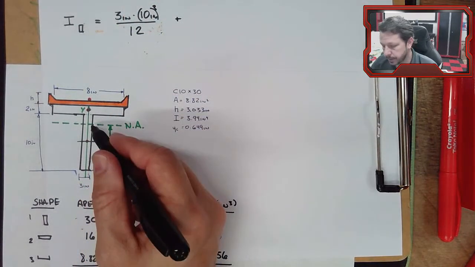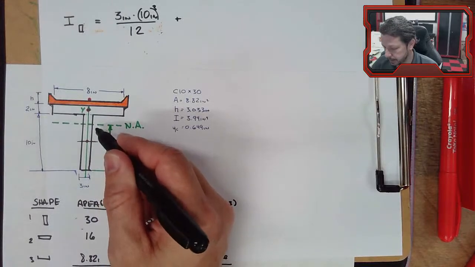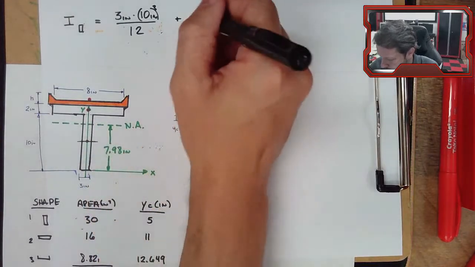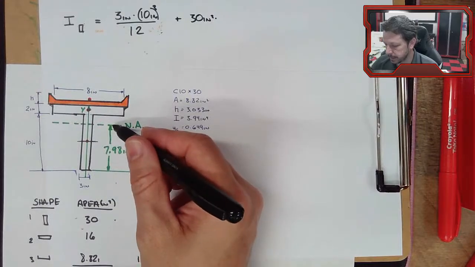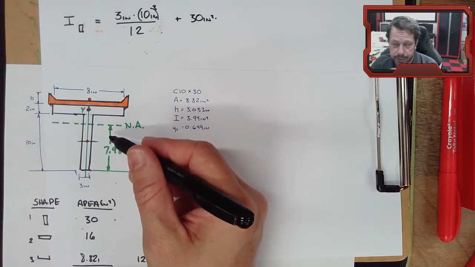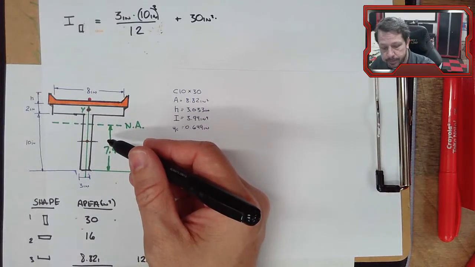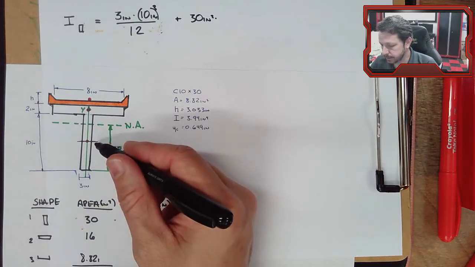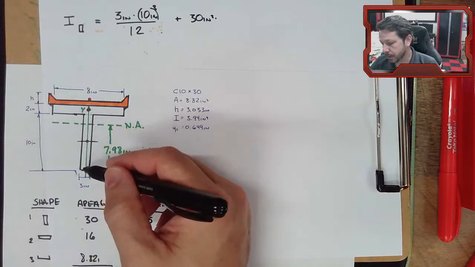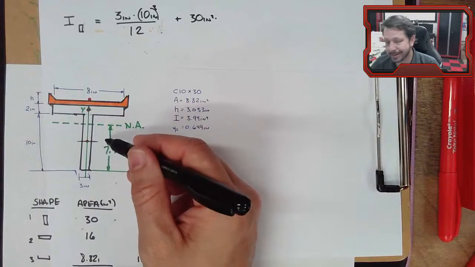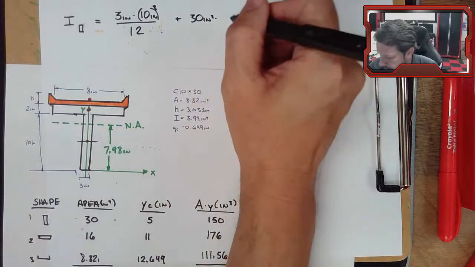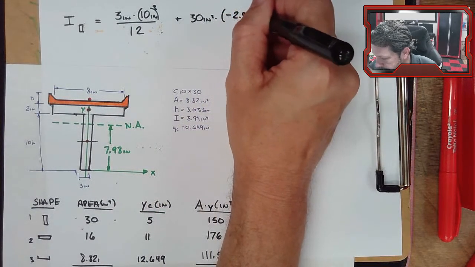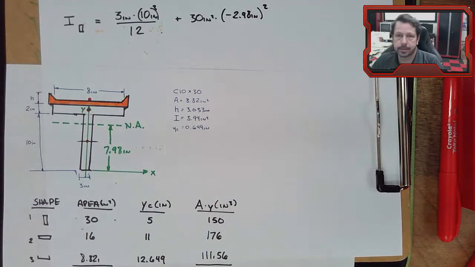So there's BH cubed over 12. Plus, we're going to have to move the effect up to the neutral axis. So the area is 30. And the distance between these two axes: the neutral axis for the entire shape is 7.98 inches above my reference, and the centroid axis for part 1 is 5 inches. So there's 2.98. Technically, it's negative 2.98 because we're going from the neutral axis down to this axis, but then we square it, and so the negative sign doesn't actually bother us there.